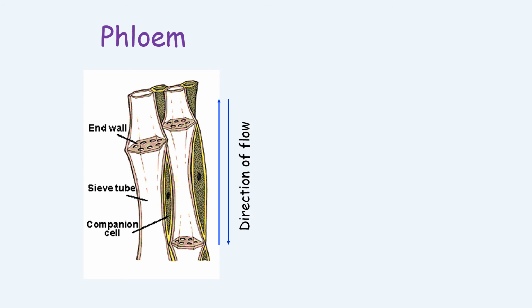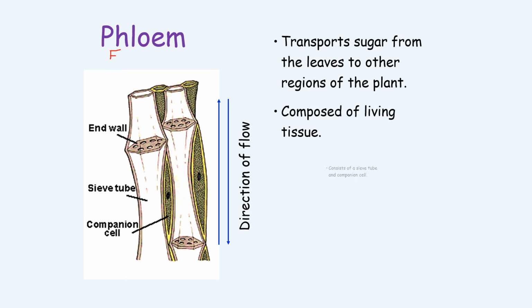So the other vessel that we need to know the structure and function of is the phloem. So as we've said previously, the phloem transports sugar from the leaves to other regions of the plant. Sugar is a plant's food, and you can remember the P as being for an F. So phloem transports sugar from the leaves to other regions of the plant.